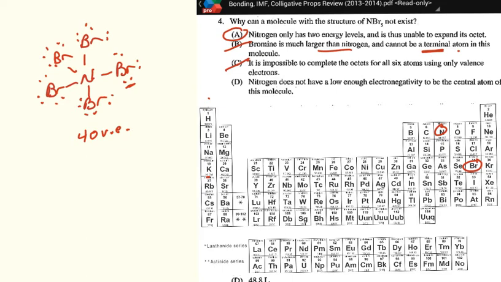And then D, nitrogen does not have a low enough electronegativity to be the central atom of this molecule. So what they're saying is really high electronegative atoms like fluorine are never in the middle. And that's actually true. Fluorine will never be a central atom. But nitrogen does have a fairly low electronegativity, and we see it in the middle all the time. So definitely A is the correct answer.